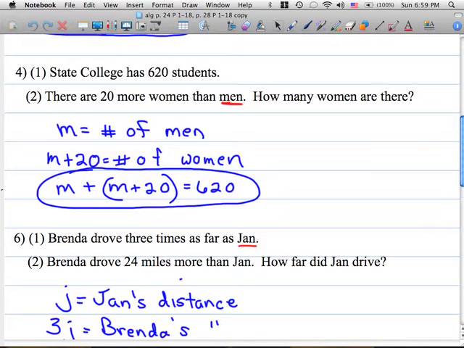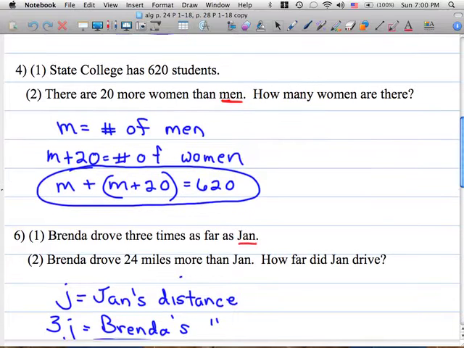Problem number 6. First statement, Brenda drove 3 times as far as Jan. Second statement, Brenda drove 24 miles more than Jan. How far did Jan travel or drive? Either one of these could be used to set up the unknowns. I'm just going to take the first one. In the first sentence, Jan was the last thing mentioned, so I'm going to let J equal Jan's distance that she drove.